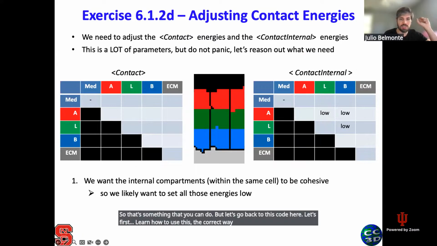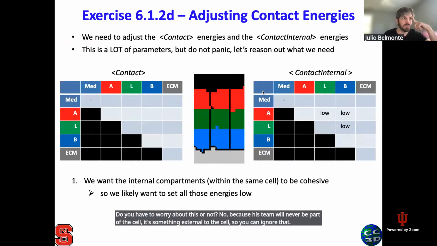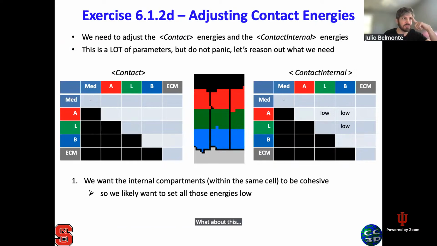So what about this ECM column here? Do you have to worry about this or not? No, because ECM will never be part of the cell. It's something external to the cell, so you can ignore that. What about this part here, the contact internal with the medium? Do you have to worry about that or not? No, because medium is never a part of the cell, so you don't have to worry about that.